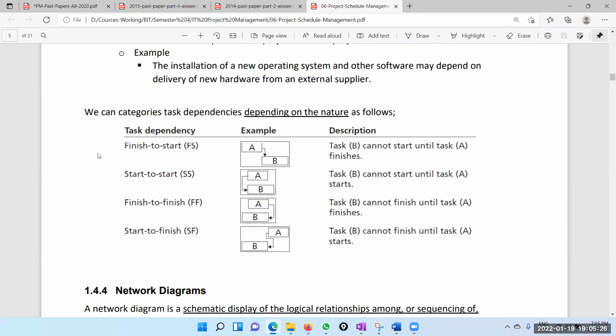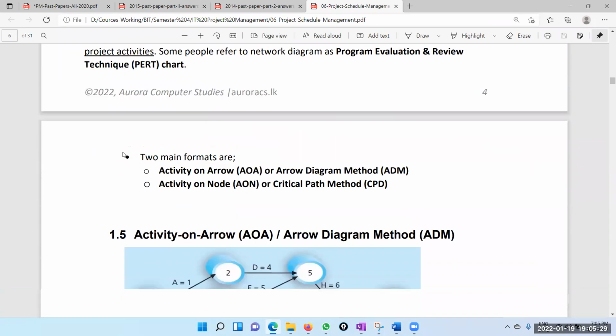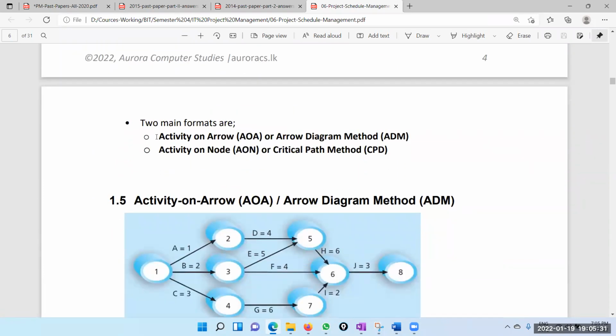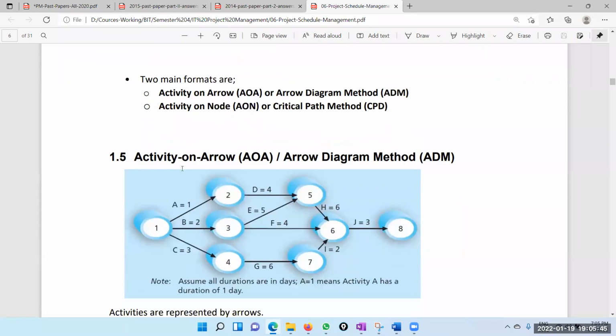Then we discussed that we have two main approaches in finding the critical path. Critical path is the path of the activities where we have zero slack time. Zero slack time, that is the critical path. So identifying the critical path is critical. Critical means very important.